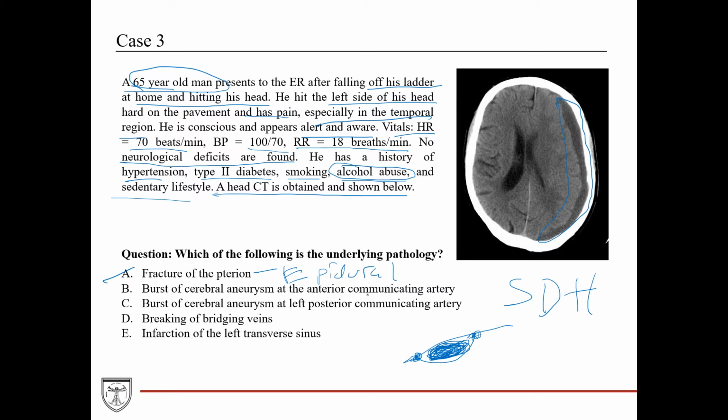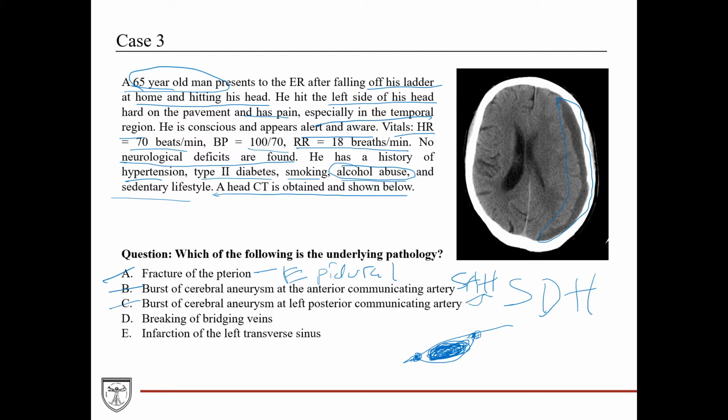Burst of cerebral aneurysm at the anterior communicating artery. Well, we know it's not. This is not typical presentation. This is more, again, you just got to go by the imaging. It's a subdural hematoma. It's not imaging you would see for a subarachnoid hemorrhage. That's what this would cause. Burst of cerebral aneurysm, again, that would cause subarachnoid hemorrhage.